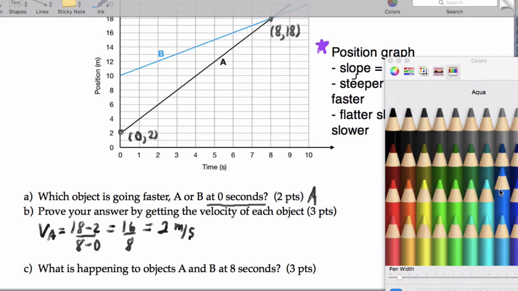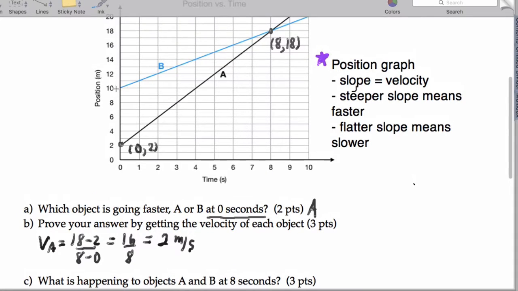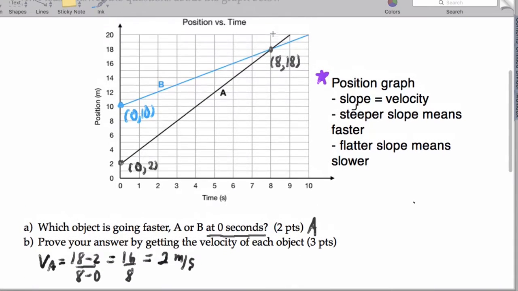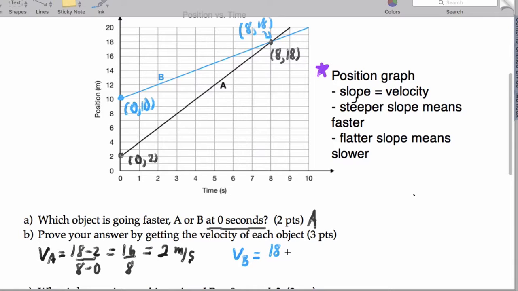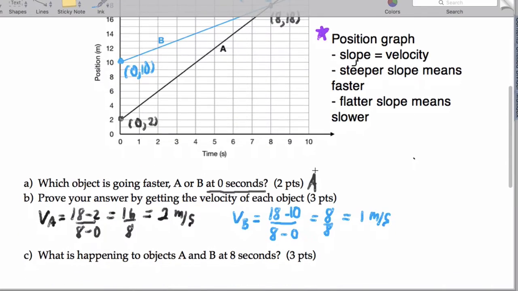Similarly, I'm going to do a calculation like that for object B. This point here is (0, 10), and again, this point remains (8, 18). Now we're going to get the slope of object B. That's going to be 18 minus 0 over 8 minus 0. Is that correct? Let me double check that. No, 18 minus 10 over 8 minus 0. That gives me 8 over 8, which is 1 meter per second. So that clearly shows me that A is in fact faster than B.